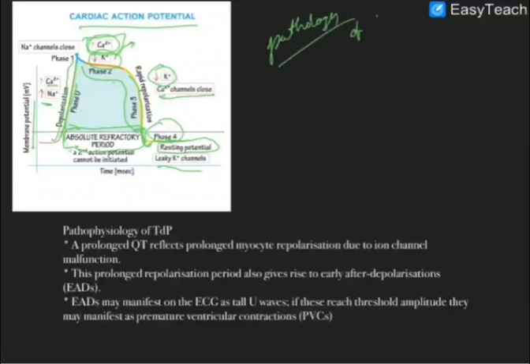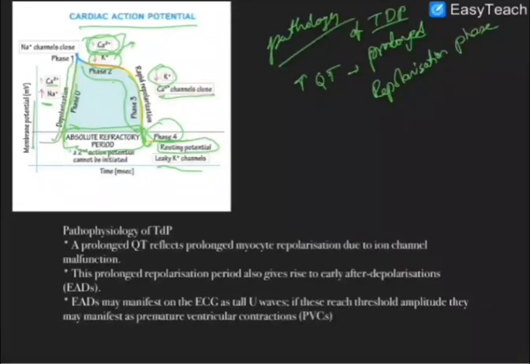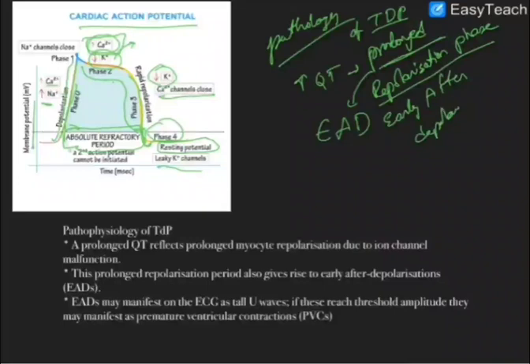Coming to the pathology of Torsades de Pointes, prolonged QT interval directly denotes a prolonged repolarization phase. Due to this prolongation in the repolarization phase, there is a chance for the development of early afterdepolarizations. What is meant by an early afterdepolarization?